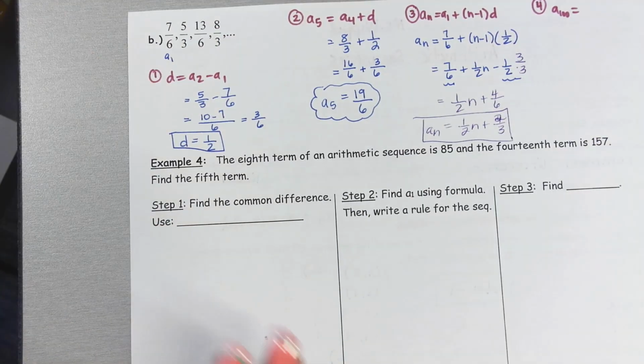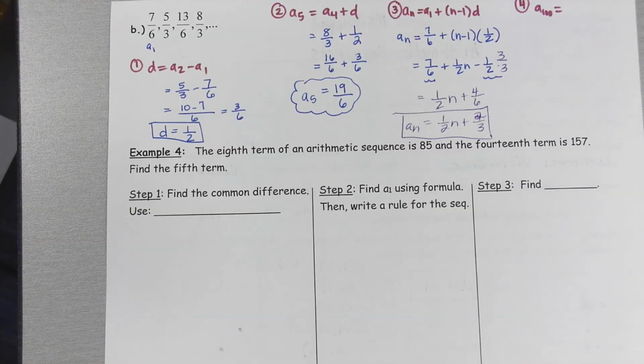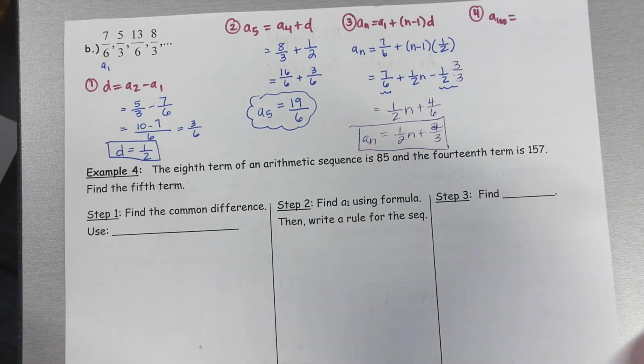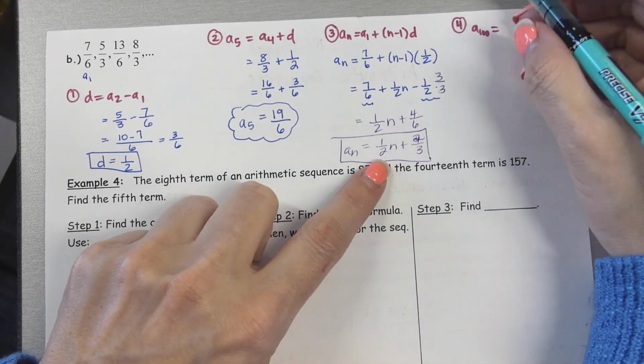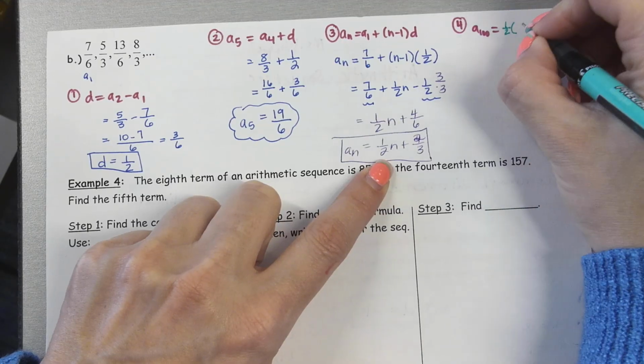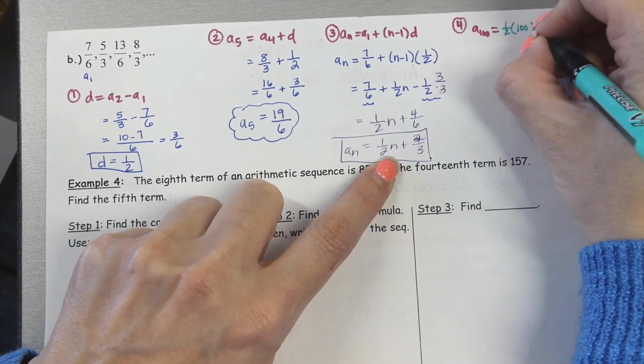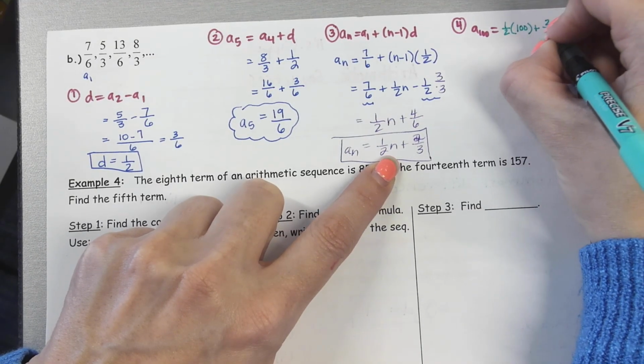Okay, so that's going to be your final answer for step 2. All right, and then for a sub 100, we are just going to plug that in. So we have 1/2 times the n value, which is 100, plus 2/3.